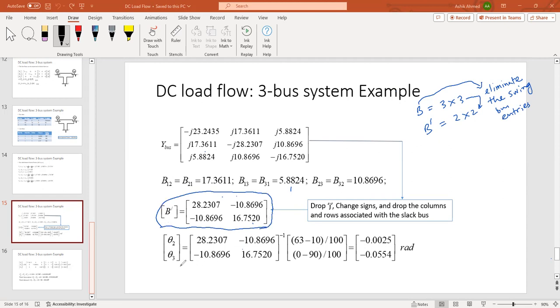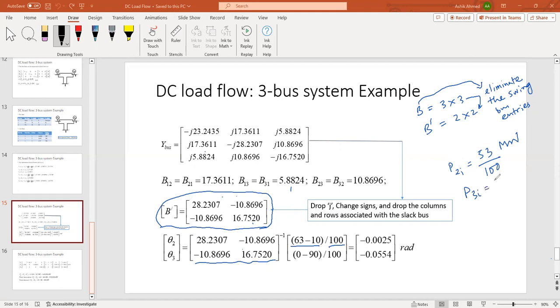Once you find the B dash, you take the inverse of B dash. As I discussed earlier, you find the theta unknowns using the inverse of B dash multiplied by P injection. Your P injections were already calculated: P injection at bus 2, shown as P2I, was 53 megawatt. You have to take it in per unit because all these entries are based on per unit line reactances. So in per unit, you divide by the base MVA, which is 100.